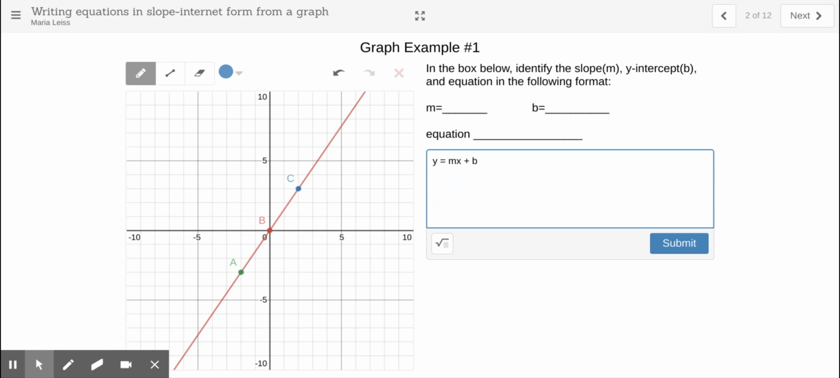So you can see we've got this graph here. There are 3 points that are plotted on the line. The first step that we need to do is to identify the slope. And what slope is, it's how steep a line is. We identify the slope using the term rise over run.